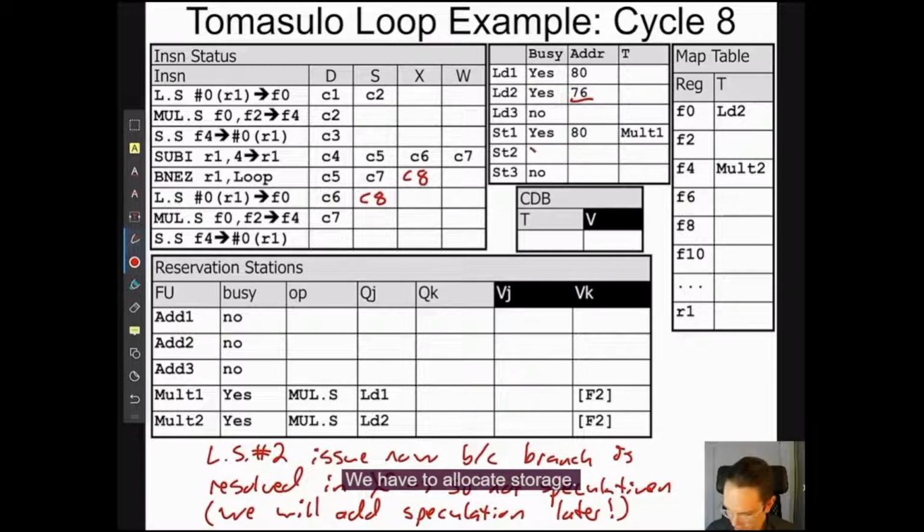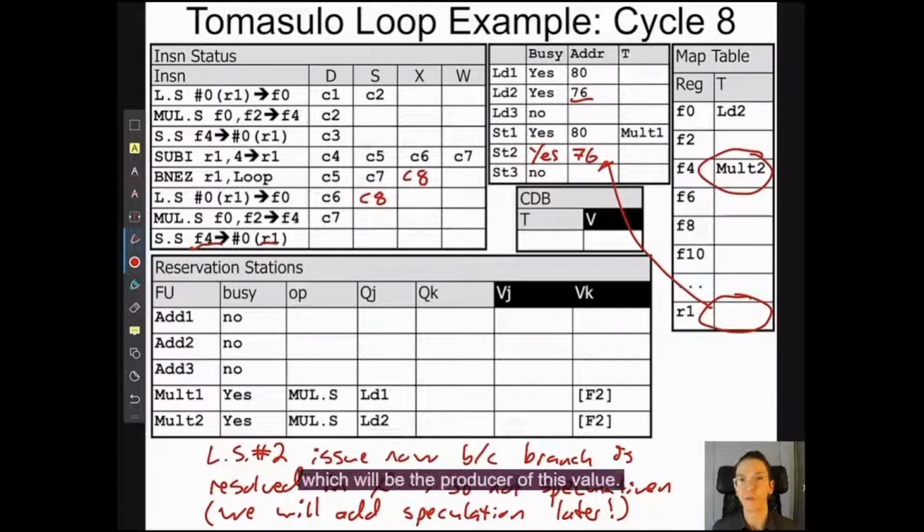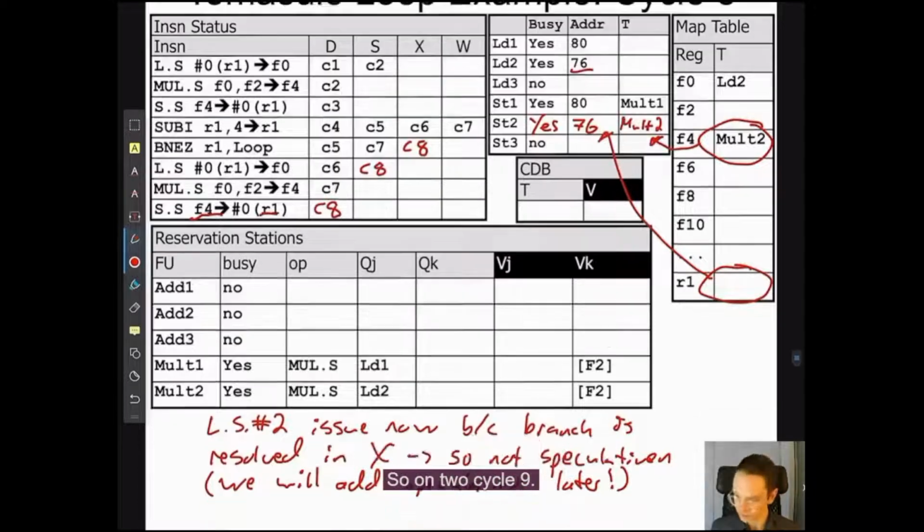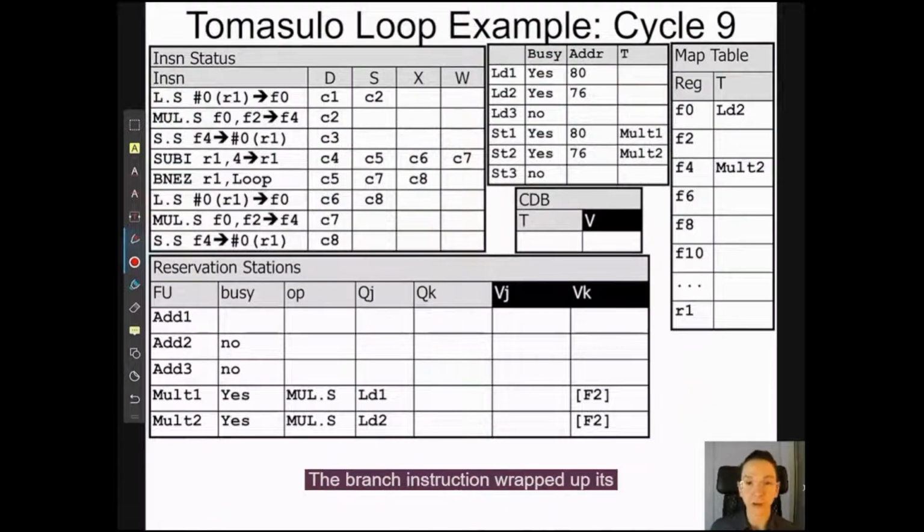We have to allocate storage, so we do so there. The store reads 2 registers, R1, its tag is empty, so we copied the value from the register file, which was written back recently and has a value of 76. The store also reads F4. Its tag is not empty. It points to mult2, which will be the producer of this value. So we copy that tag into the reservation station field so that we are listening to the CDB when it broadcasts the value that we need. And that's it for the store dispatch. So on to cycle 9. The branch instruction wrapped up its execute last cycle, so it enters right back.